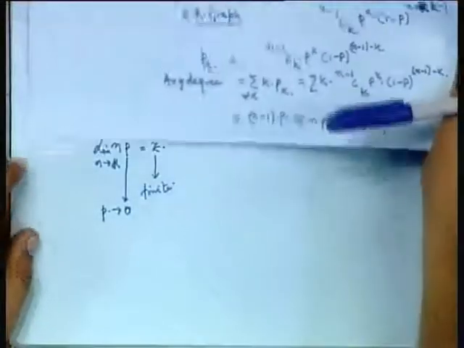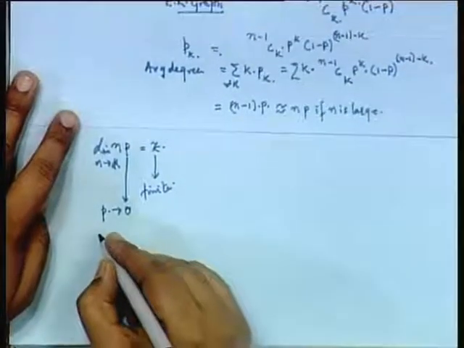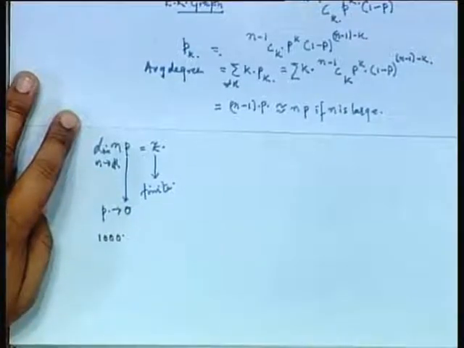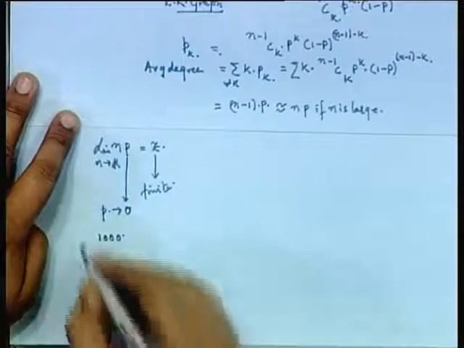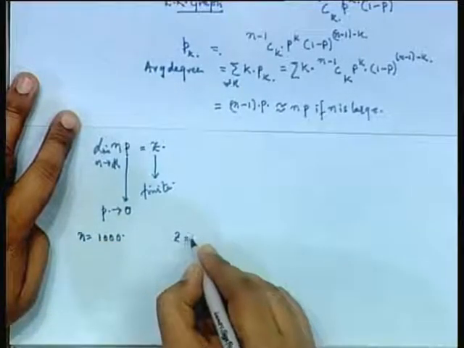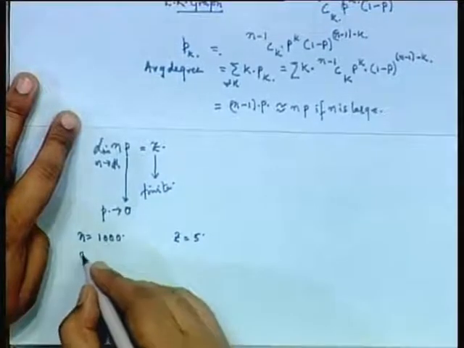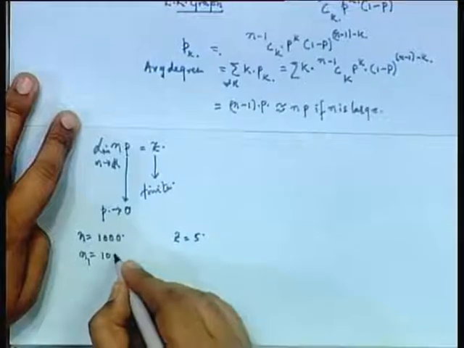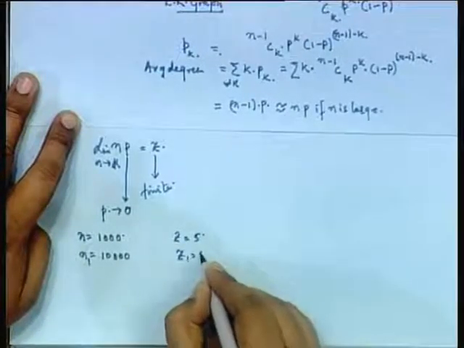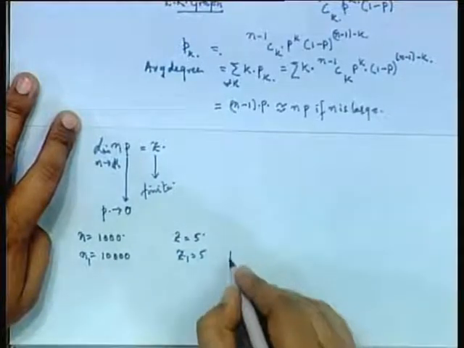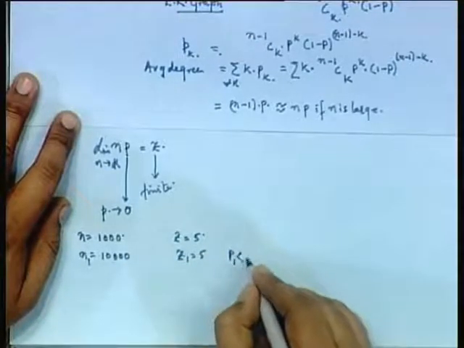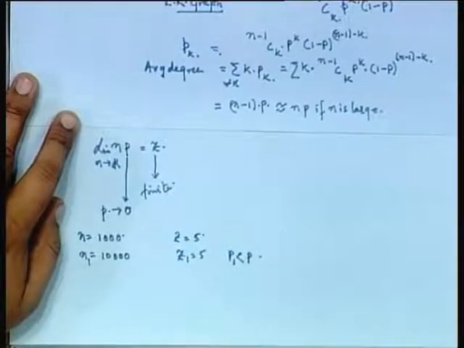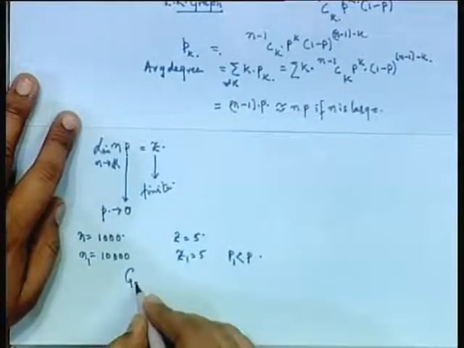So, for practical purposes, if I have a network where n is equal to 1000 and z is equal to 5, and another network where n1 is equal to 10,000 and z1 is equal to 5, then p1 is less than p. That is why we have G(n,p).